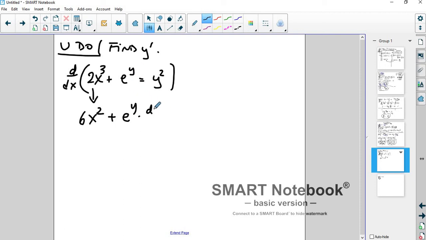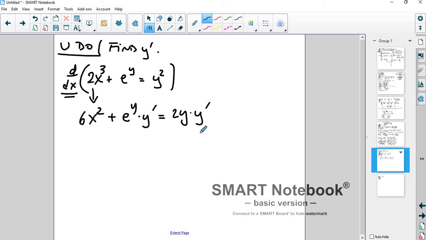What's the derivative of y? dy dx, or if you wanted to write it as y prime, that's acceptable too. That's the way we did the last problem, so I'll do y prime this time. The derivative of y squared is 2y to the first times y prime. So if you've got a y and you're taking the derivative with respect to x implicitly, you're going to get a y prime somewhere in there.